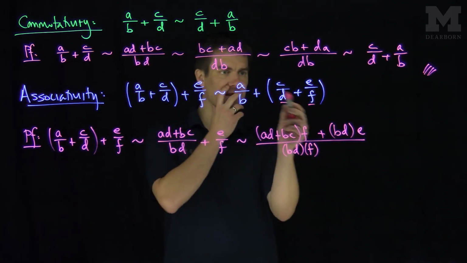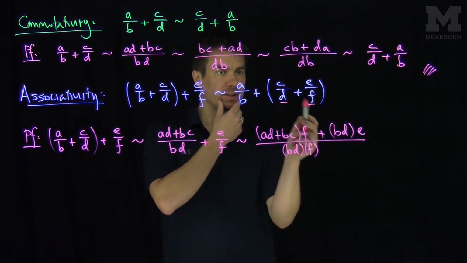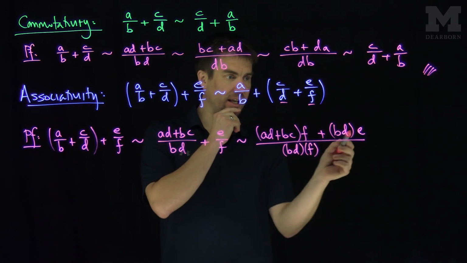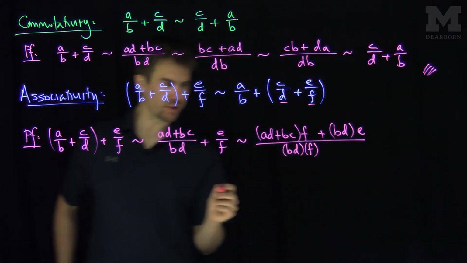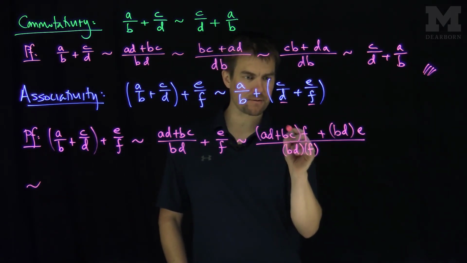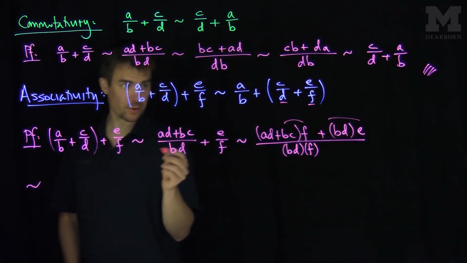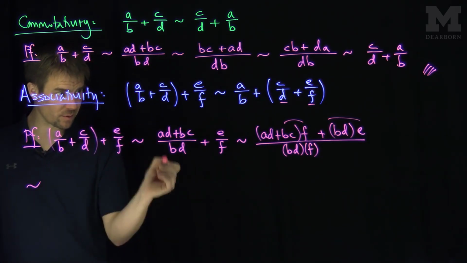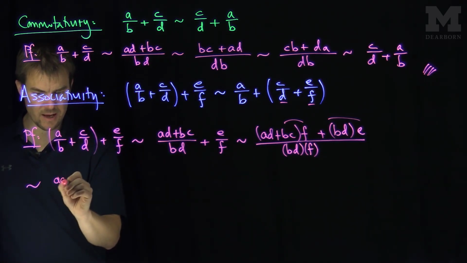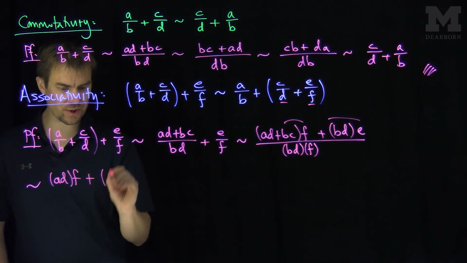So now I need to see a CF and then a DE. So I'm going to group those terms together over here. By associativity, this is equivalent to what? I need to see a CF, that's this term over here, and then a DE, that's this term over here. By distributivity and associativity, this is going to be ADF.